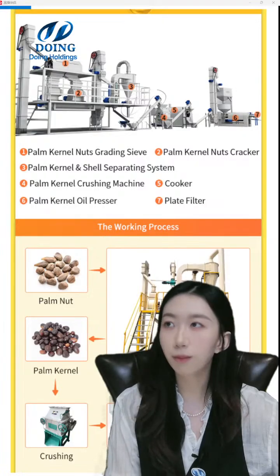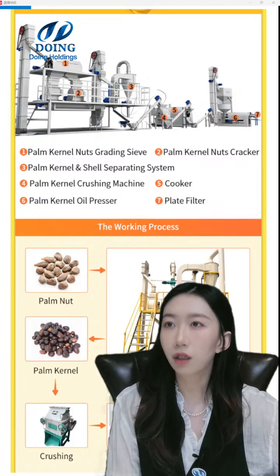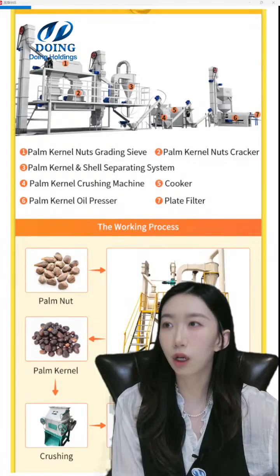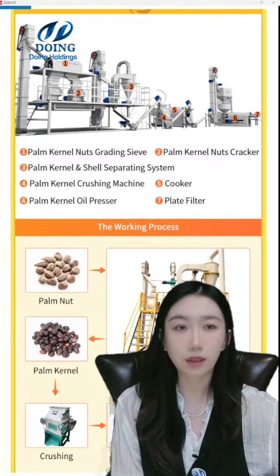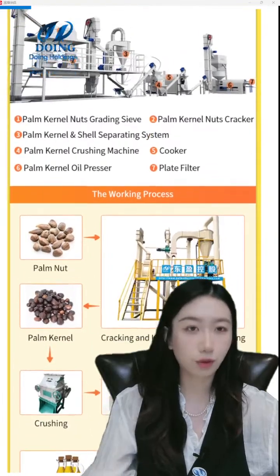split system. We will equip the palm kernel nuts grinding sieve, palm kernel nuts cracker, and palm kernel shell splitting system. They have the splitter, gloom and cyclone. Next, you can get a crushing machine, cooker, palm kernel oil presser, and plate filter.